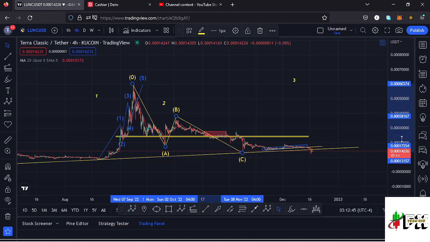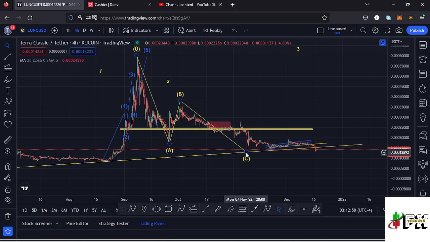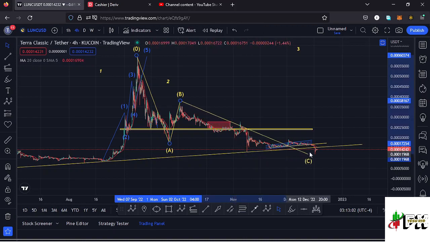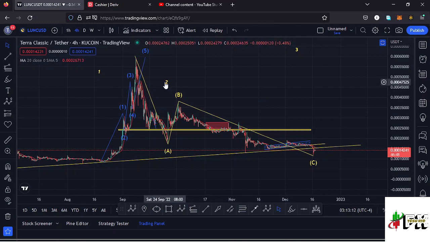C, and initially we had our wave C low at around the $0.00013 mark, but you can see Lunc continued to push even lower, making a new low at around the $0.00012 mark. And because of that, I have to extend my wave C to that new low, having that as the new low for that higher Elliott wave count 2, and also for the low for that wave C to the lower side.